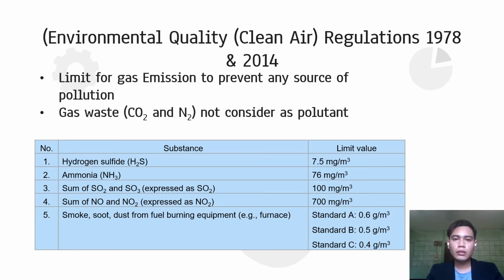For our gas-based oil processing plant, we have two types of waste that we generate, which is carbon dioxide and also nitrogen. But in clean air regulation, carbon dioxide and nitrogen are not considered as pollutant. Thus, we have no waste that needs to be treated or need to install any air pollution control.